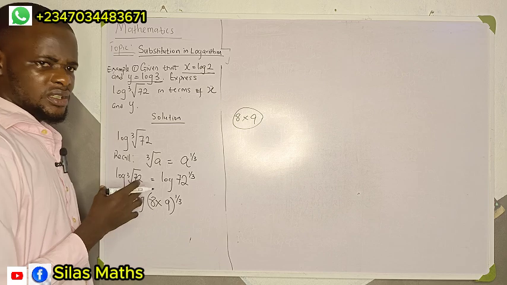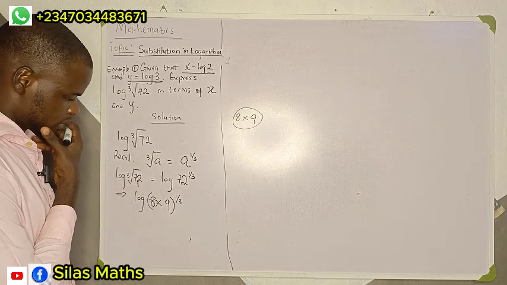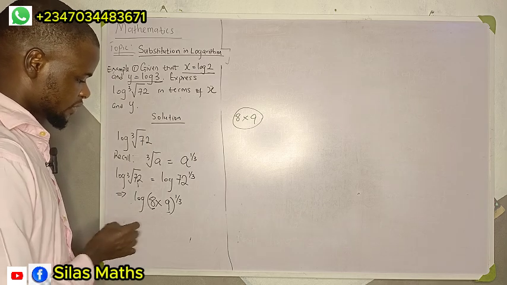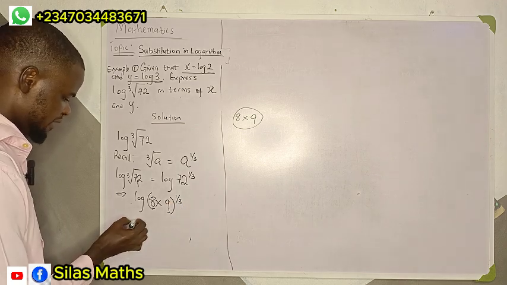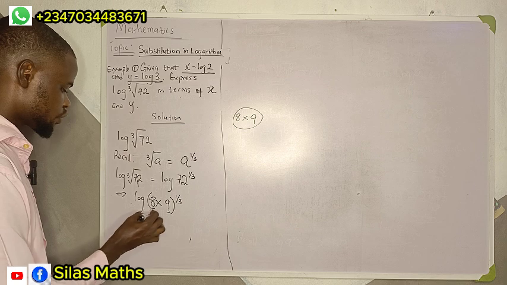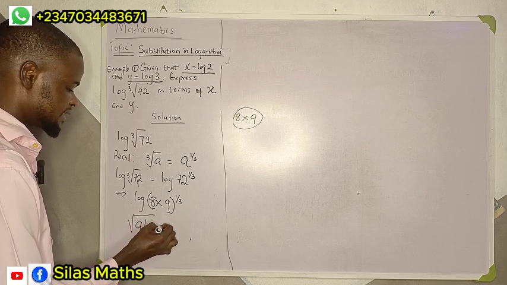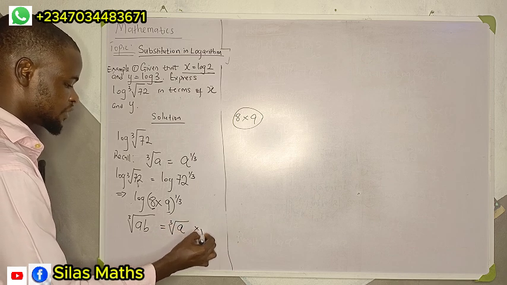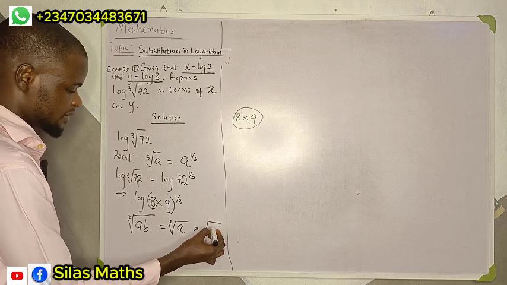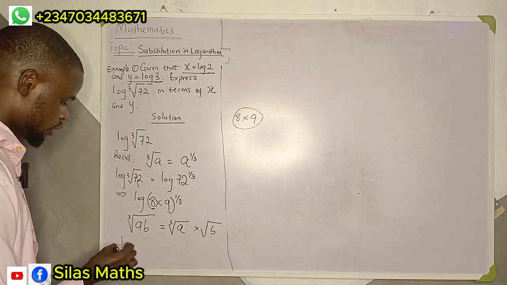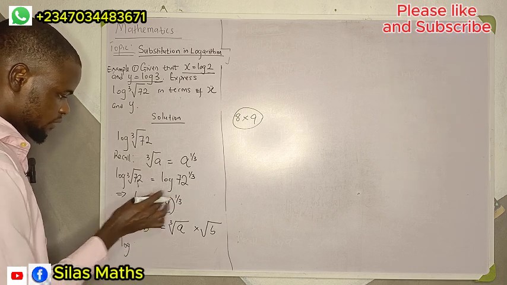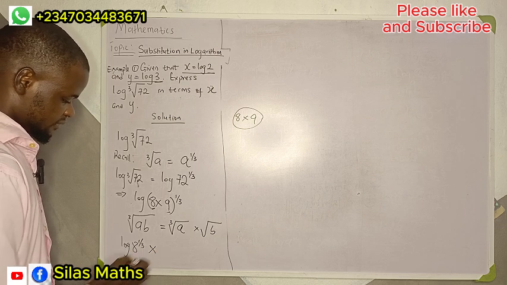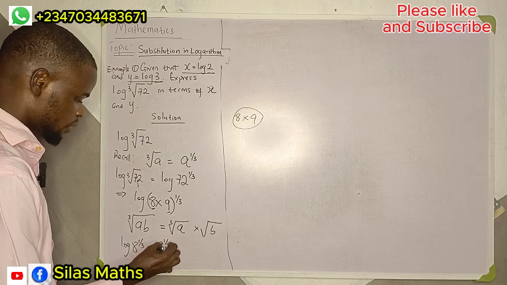Can I actually say that this is the same thing as finding the cube root of 8 and the cube root of 9? You remember, when I have the root of the product of two numbers, it is the root of the first number, even if it's cube or whatever, times the root of the second number. So applying that here, this is log of 8 to the power of 1 over 3, times 9 to the power of 1 over 3.